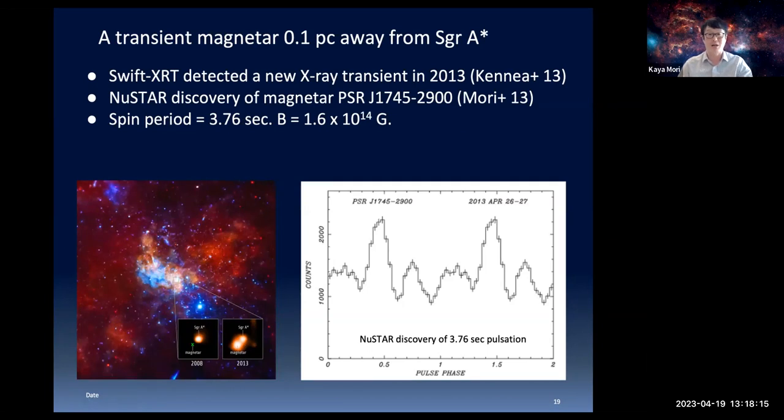The first was the Swift discovery of this transient. Then I published a follow-up NuSTAR paper, which detected a 3.76 second pulsation. We kept tracking this magnetar for a while with NuSTAR and detected a P-dot, which gave a dipole B field of 1.6 times 10 to the 14 gauss. So it's confirmed to be a magnetar.